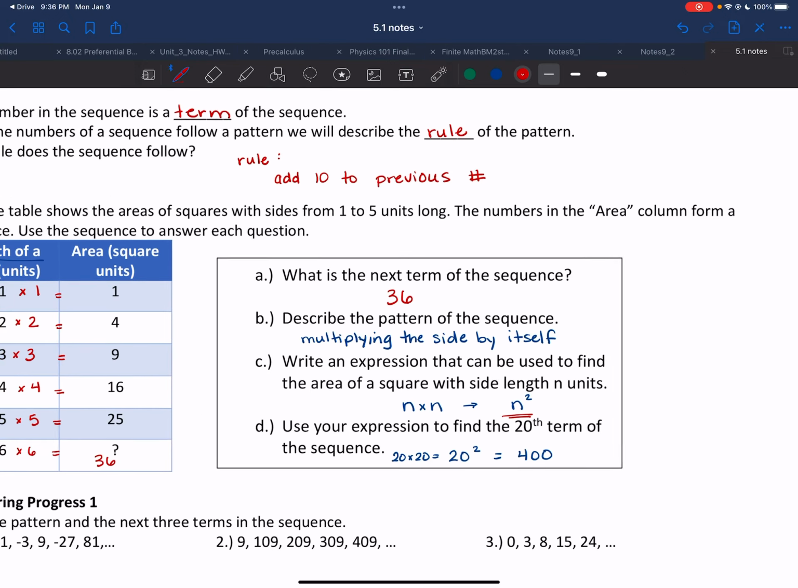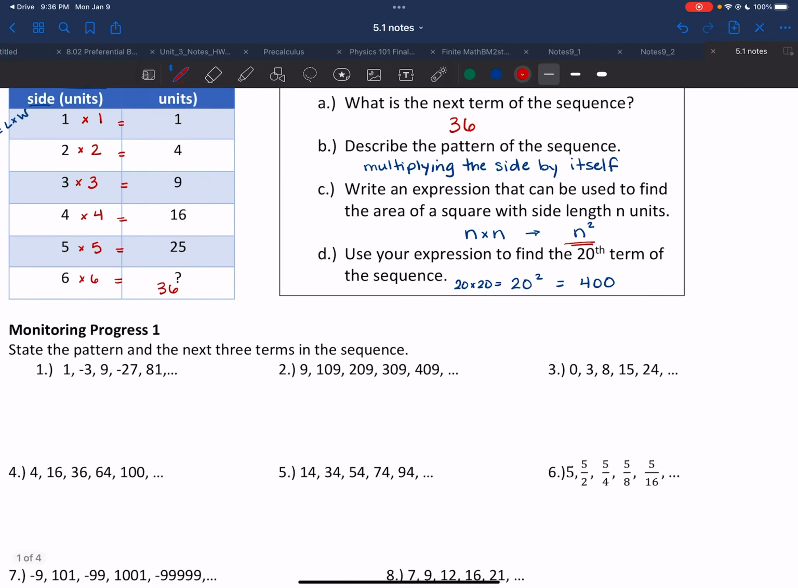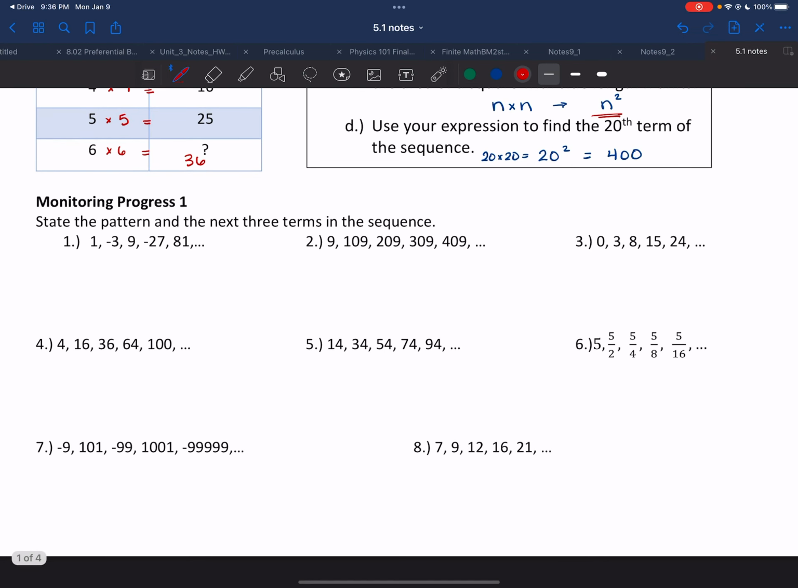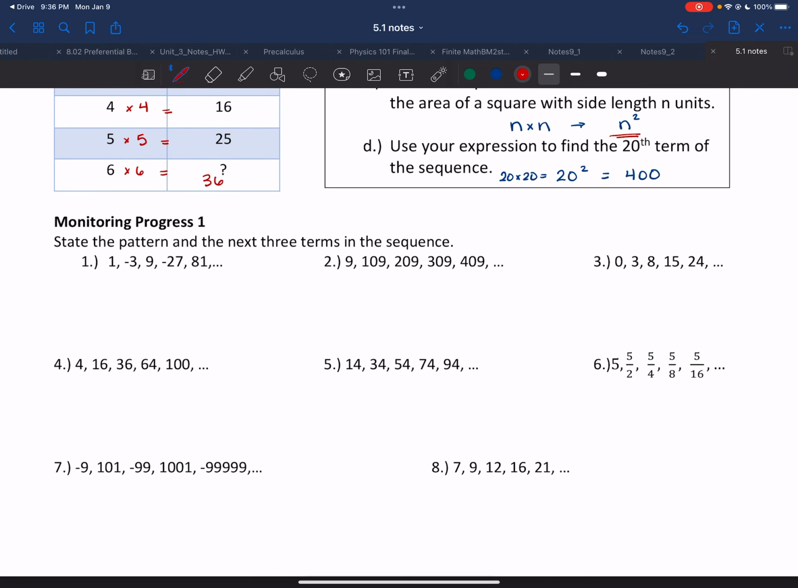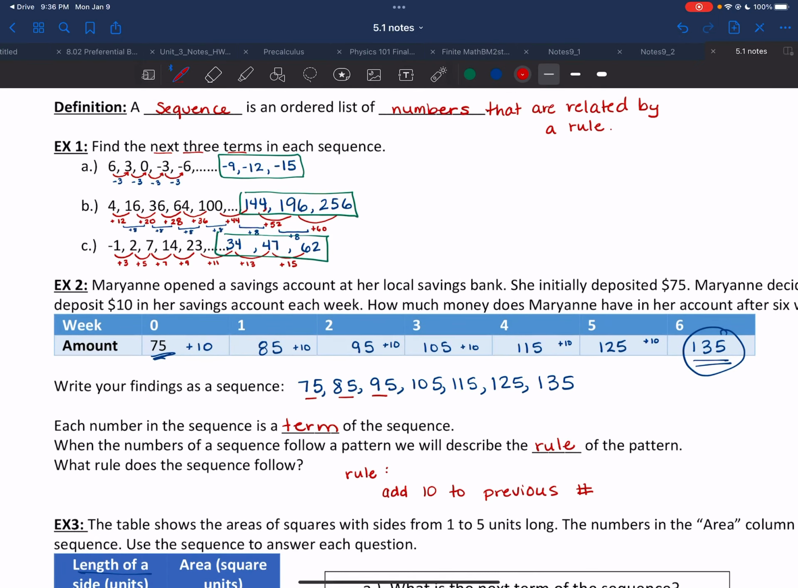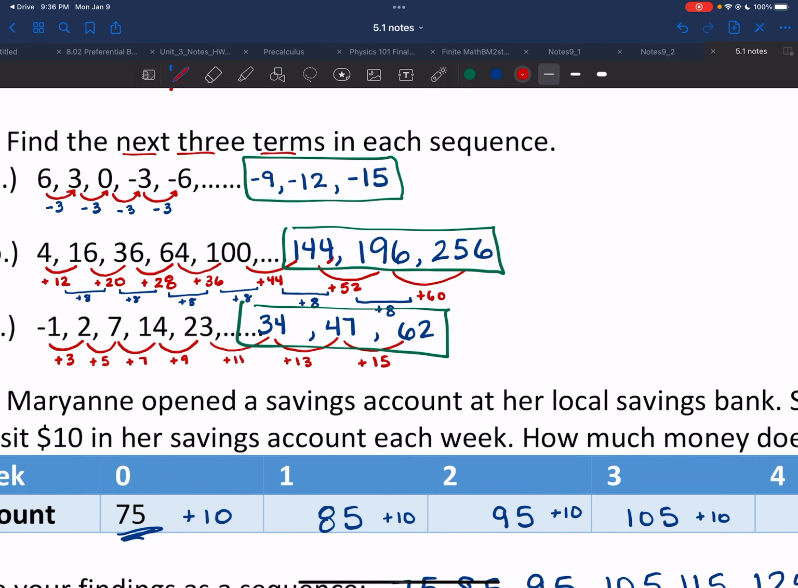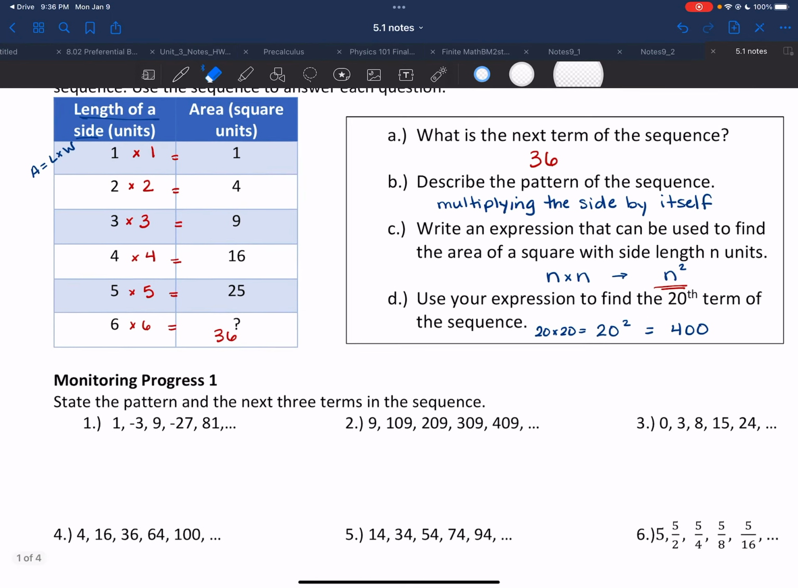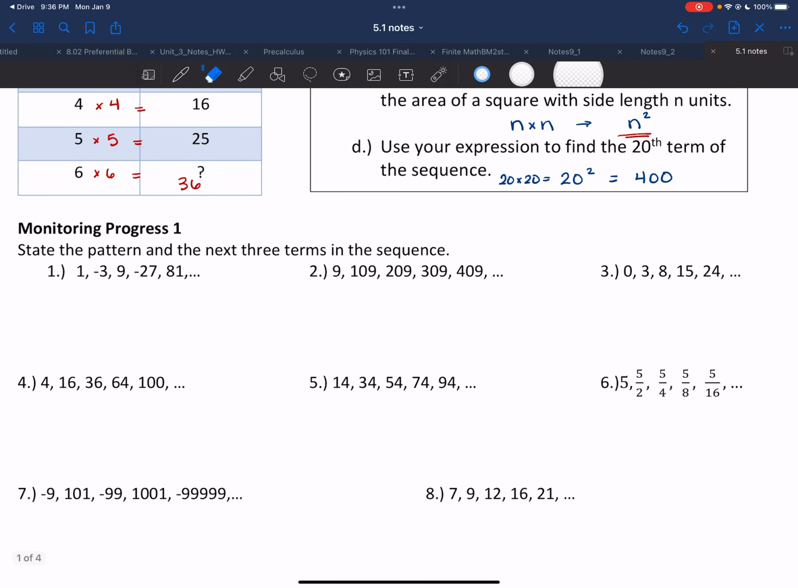Okay? All right. So here what we're going to do is we're going to pause the notes for a moment. In fact, this video is going to end, and you are going to work on some monitoring progress to see if you can go ahead and find the differences. Feel free to go ahead and do what we did up here, where you find the difference between each one to establish the pattern, and then continue on and see how you do. I look forward to seeing how well you do.